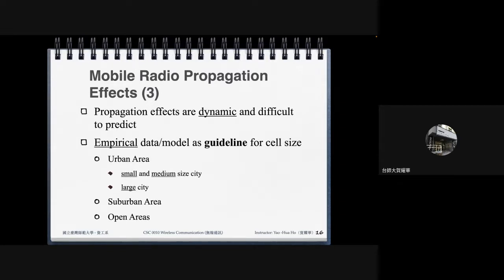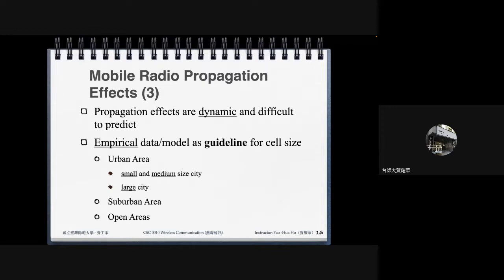Now, the propagation effects are actually dynamic, and it is very hard to predict. Last week we talked about an empirical model, only as a guideline for us to design a cell size. So we talked about the urban.